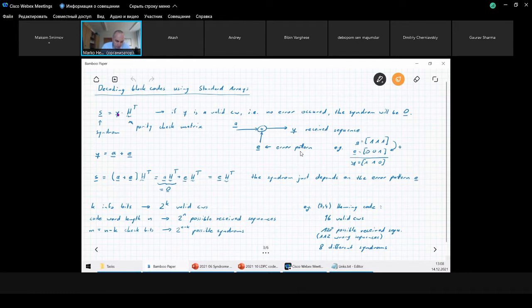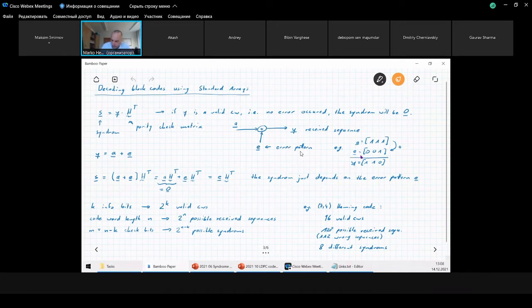So if Y is a valid code word, the syndrome is 0. If some errors occur during transmission, the syndrome will be different from 0. And then the question is, what went wrong if we observe a certain syndrome? Here is how we model this transmission. We transmit a valid code word. We receive any sequence, because errors can happen, as we describe by this error pattern E.